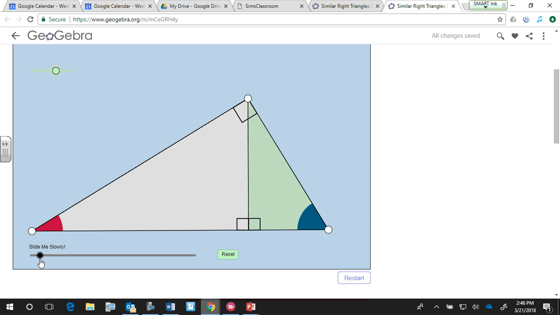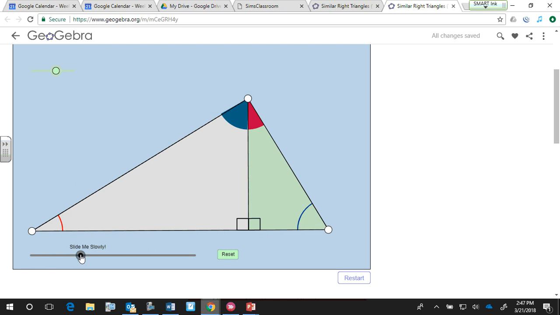So how many right triangles do we have altogether? 3 of them. We have our original right triangle, we have a green right triangle, and we have a beige colored right triangle. So far so good? Now watch what happens as I slide this. What does that mean? It means those are congruent. Those 2 angles are congruent, so that one must be congruent to that. Everybody see that?